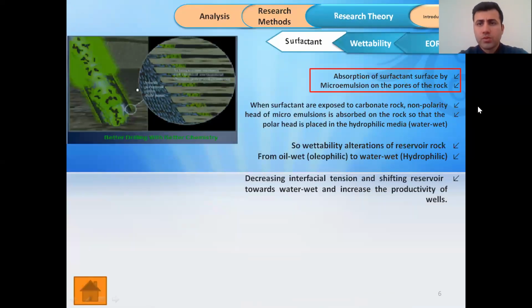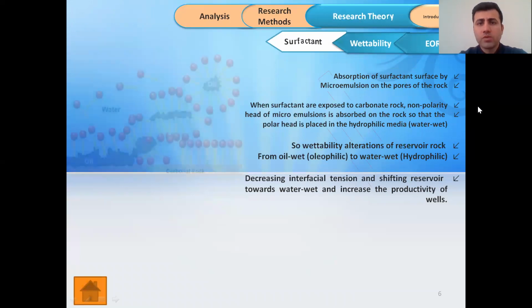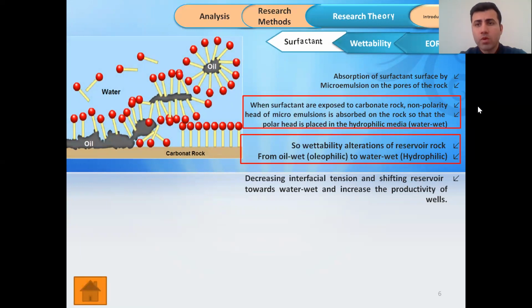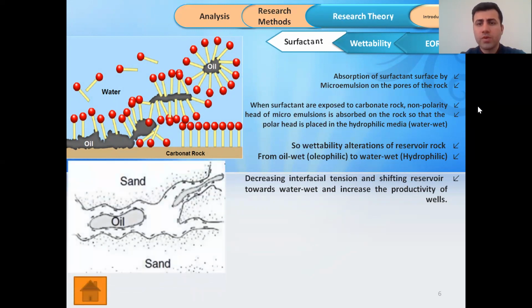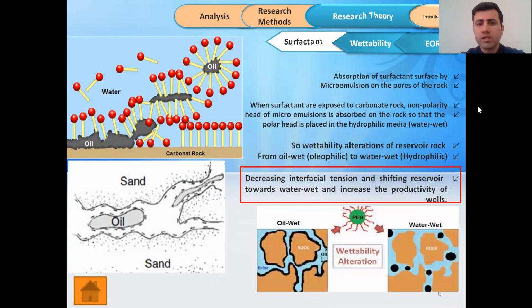Adsorption of the surfactant on the surface by microemulsion in the pores of the rock. When surfactants are exposed to carbonate rock, the non-polar head of the microemulsion is adsorbed on the rock so that the polar head is placed in the hydrophilic media. So the wettability of reservoir rock is altered from oil wet to water wet. In the end, it causes decreasing interfacial tension, shifting the reservoir toward water wet, and increasing the productivity of the well.